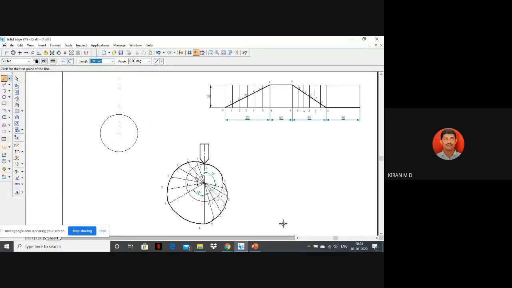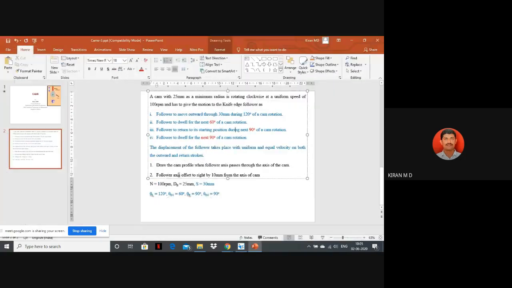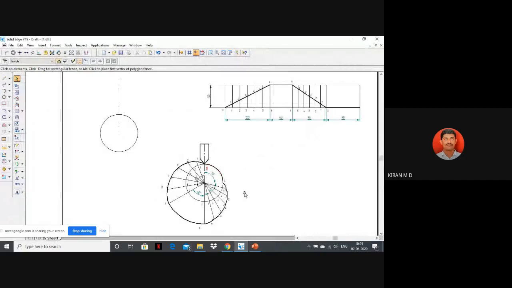So now we need to consider which type of follower this is. In the previous class I have solved the linear type, or radial follower, meaning both axes of the cam and follower are in the same line. Now in the second condition, the follower axis is offset to the right by 10 mm. Before that, I will briefly explain this one. You have drawn the base circle.